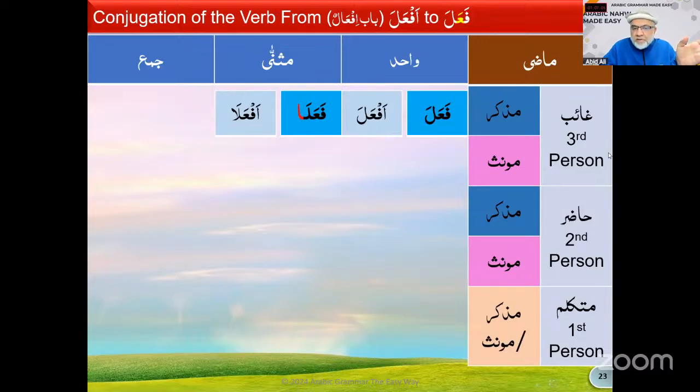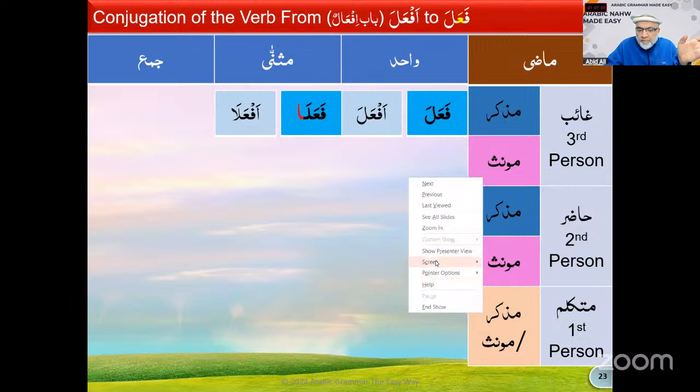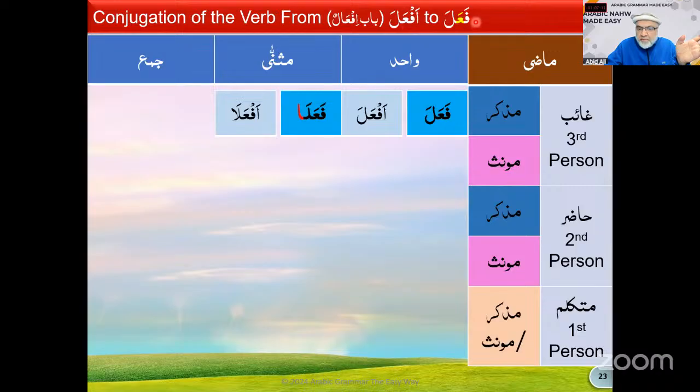What is the big difference? Pay attention over here on the top. It says from Fa'ala to Af'ala. What is Fa'ala? Thulathi Mujarrad. What is Af'ala? Thulathi Mazeed Feeh. What is the name of the family? Fa'ala? Fataha. What is the name of the family? Af'ala? Bab If'ālun. A quick show of hands that you understand what this chart looks like.